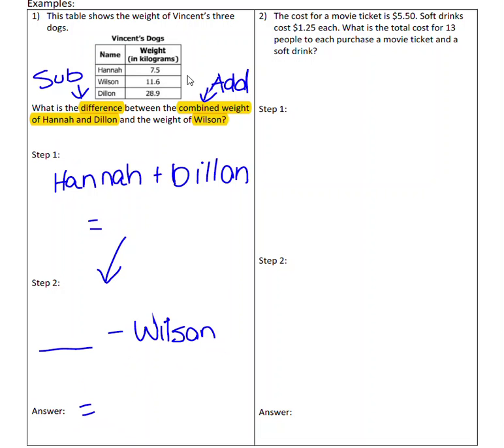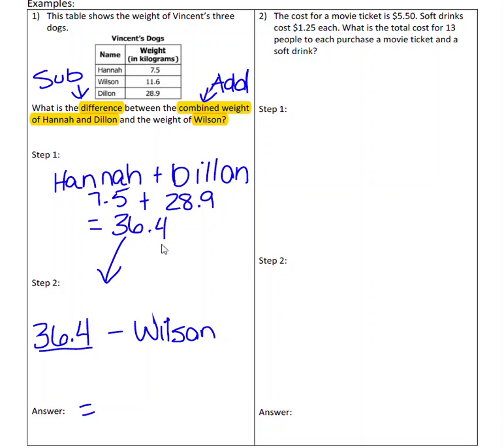Okay, so now let's actually plug in those numbers. So I'm going to take Hannah, which is 7.5, plus Dylan, which is 28.9. And then I'm going to use my calculator. So I have 7.5 plus 28.9, and I get 36.4. That's how much Hannah and Dylan weighed together, 36.4.